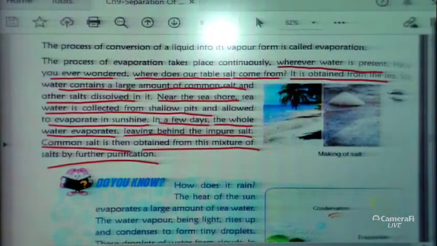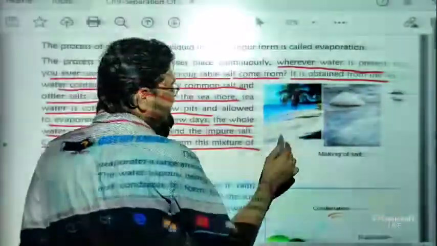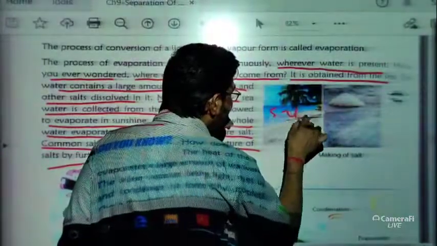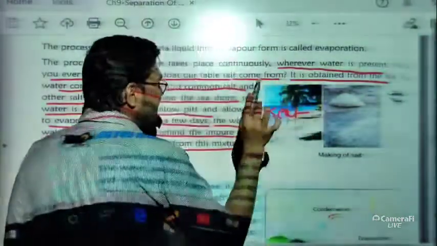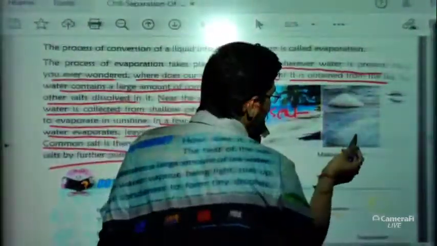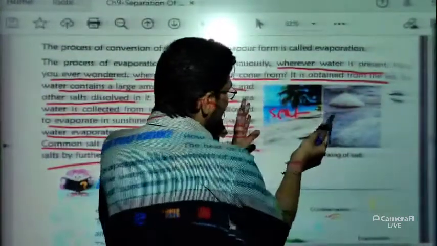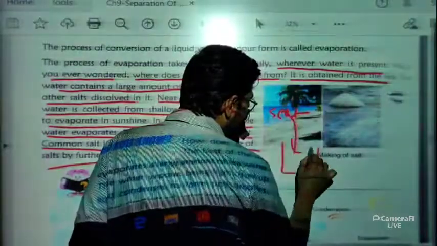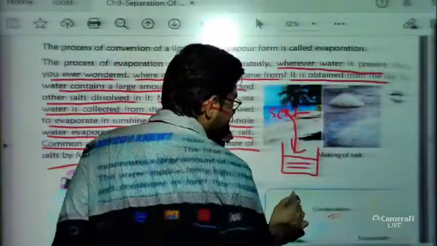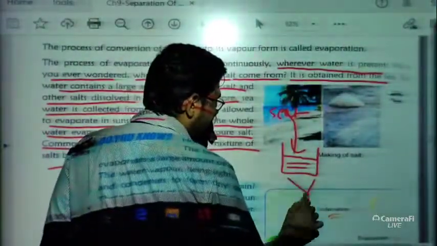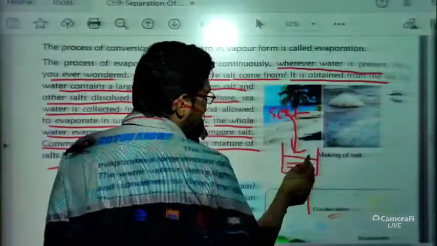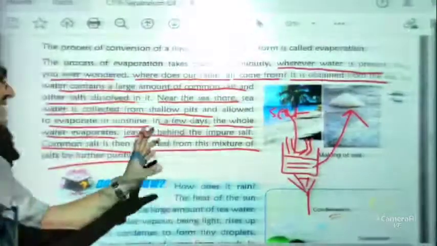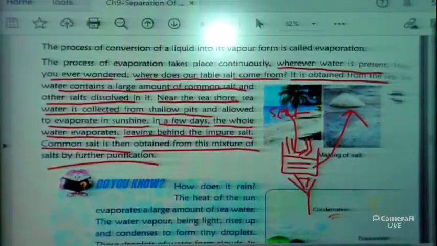You can see the picture here. This is the picture of, you can say, a sea beach. So sea water contains a lot of salt. Here salt is there, I am writing here that salt is there. And for making salt, you can see here, we take a beaker, we take the sea water in it, and we just heat the beaker. When we heat the beaker, what will happen? All the water will evaporate and we get the salt. Okay. So this is the preparation or making of salt.